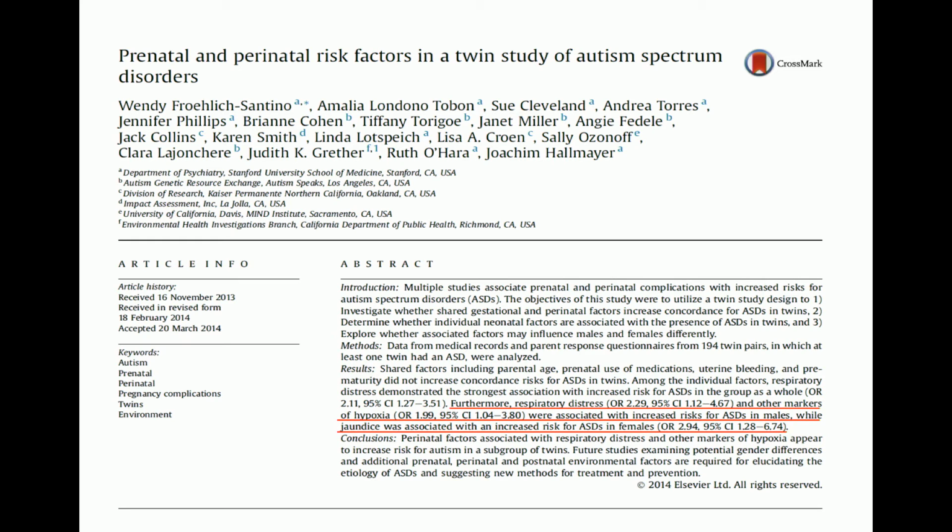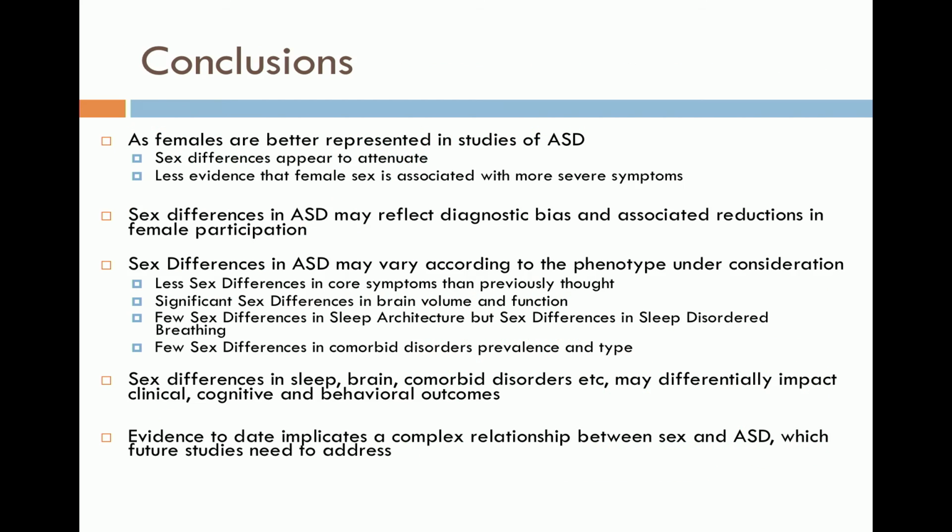We did a twin study of pre- and perinatal risk factors and found that actually hypoxia was associated with increased risk among males, but not among females, where it was other prenatal factors that were in fact increasing risk. So it sort of gives us a very complex landscape just looking through the lens of these two different kinds of studies. What it really suggests now is that as females are better represented in studies of autism spectrum disorders, sex differences appear to attenuate, and there's less evidence that female sex is associated with more severe symptoms.